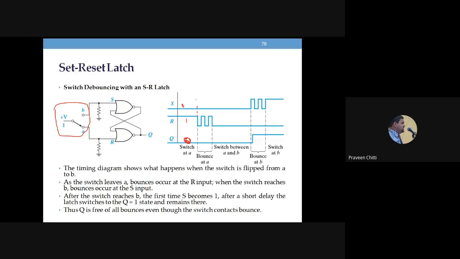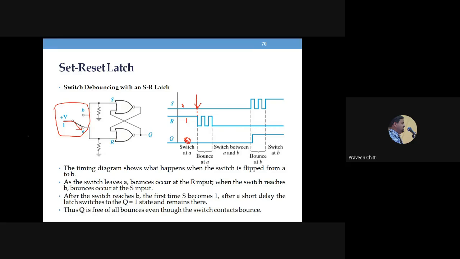Assume that initially. Now at this position, we are changing or connecting the switch to what position? A. At this instant, we are connecting the switch to position A. So when you connect the switch to position A, there will be multiple opening and closing of that particular switch. You can see here, multiple closing and opening are shown, and that is called the bounce interval.